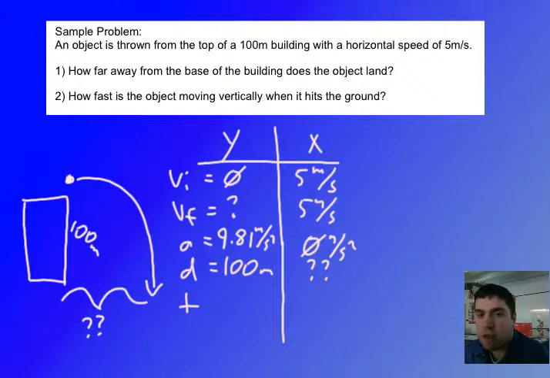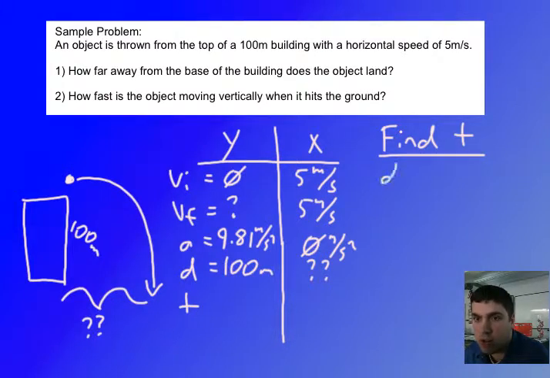So knowing this, the first thing I need to do is figure out how to find the time I'm in the air for. So let's take a look at which column here, the vertical or horizontal, is going to give me the information to do that. Now to find time, I know a whole lot more information in the vertical column, so that's the one I'm going to use right now.